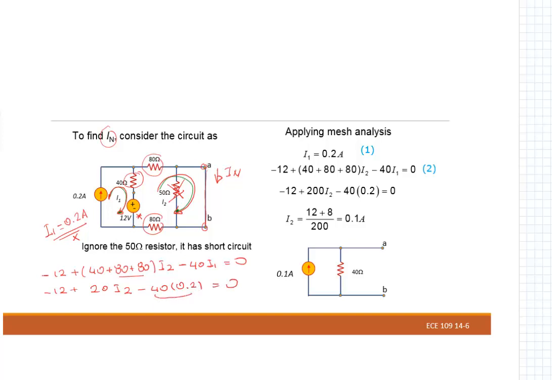This will give me another value there, 8. So I2 will be equal to 12 plus 8 divided by 200, which gives you 0.1 ampere. Okay, so this is the equivalent current source value. So when we represent it, we can see one current source in parallel with the equivalent resistance value. This is the example for us.